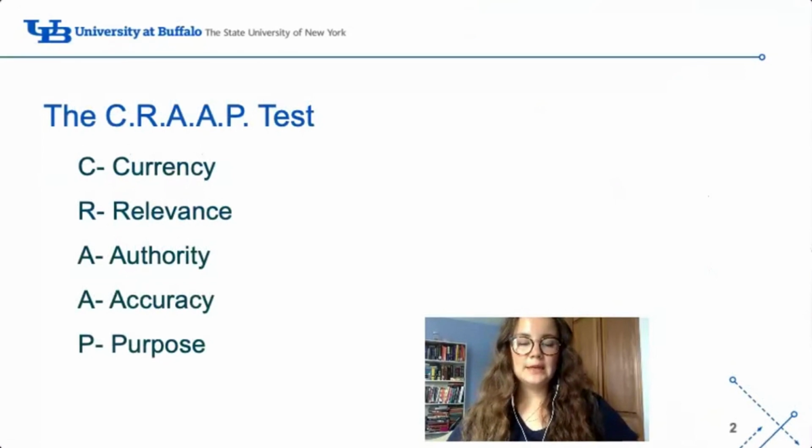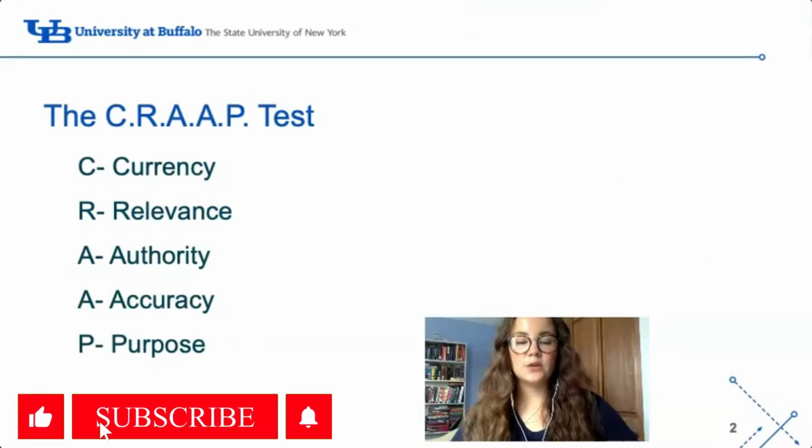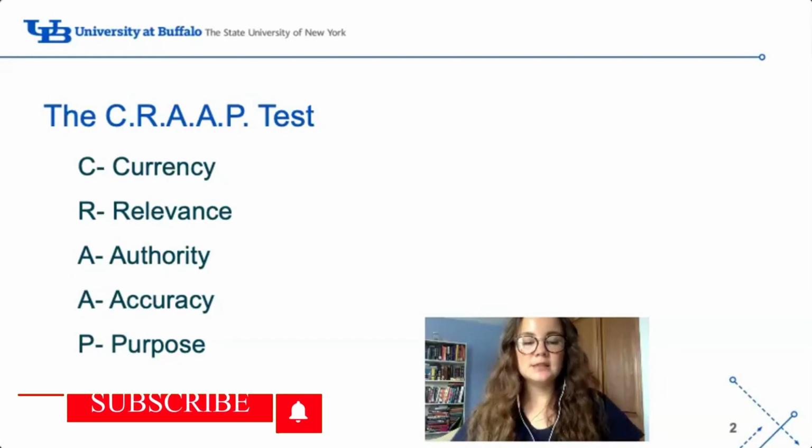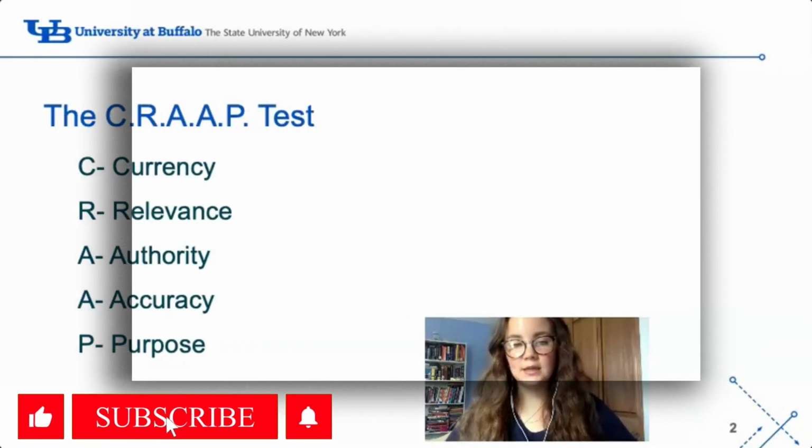One method of evaluating academic sources is the CRAP test. It's a list of questions that you ask yourself to see if a resource fits your research need. It stands for currency, relevance, authority, accuracy, and purpose.